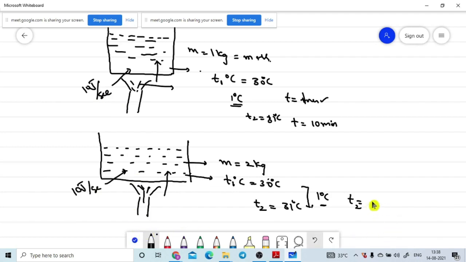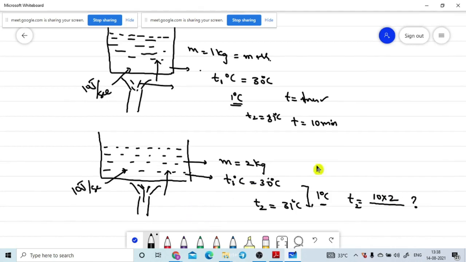Now how much time is taken? Let's keep that aside and guess it. How much time will it take? Can anyone guess? 20 minutes it will take. Yes, it will take 20 minutes, which is equal to 10 into 2. 10 into 2 is equal to 20 minutes.